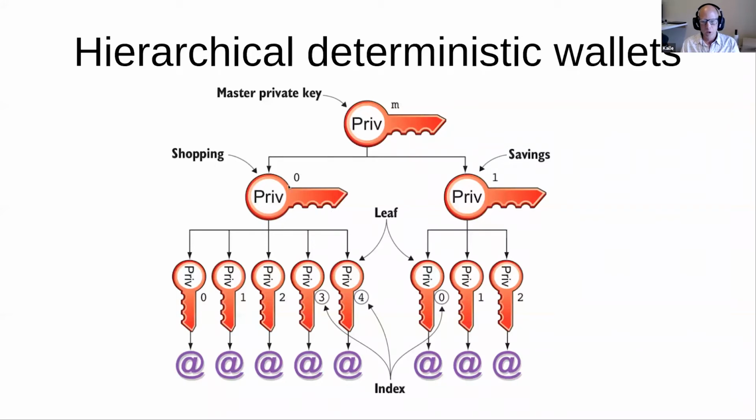So when you go shopping, you use these keys, and when you save, you use these keys. And you can have as many accounts as you like. So how do we then create this structure here? And then I will get back to how we do backups. You might be guessing that right now, but we'll get back to that.